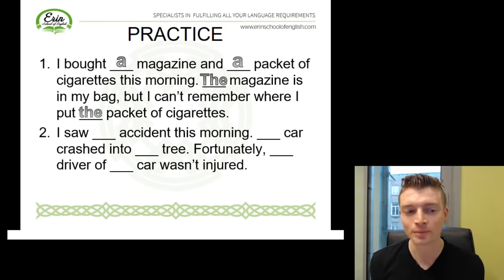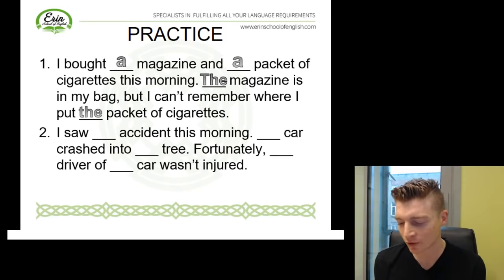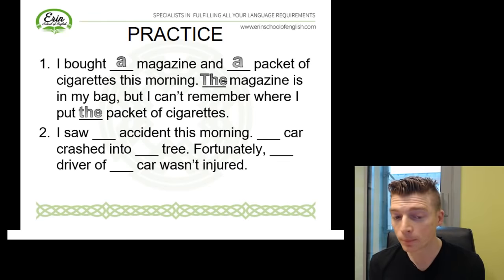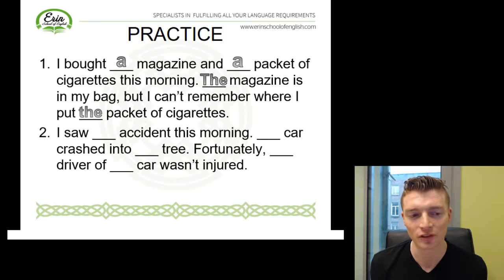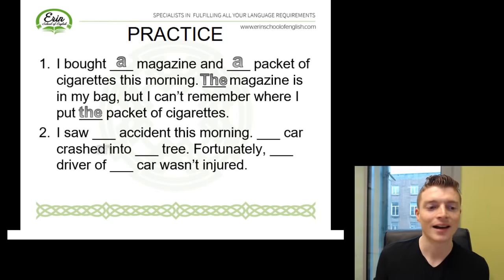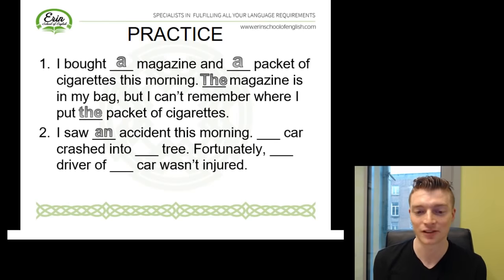Very good. Number two, I saw, now just be careful here, accident. Once again, it's a singular common noun, but have a look at the first letter here. What sound does this letter make? A. Now, A is a vowel sound. When a word begins with a vowel sound and we're using the indefinite article before it, we must use an. An accident, an umbrella. So anytime a word begins with a vowel sound, use an, not a.